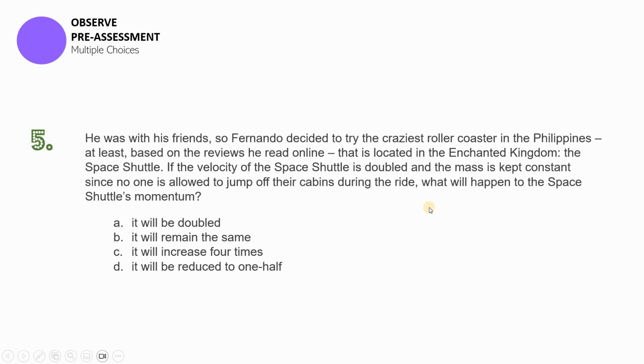He was with his friends, so Fernando decided to try the craziest roller coaster in the Philippines, at least based on the reviews he read online, that is located in the Enchanted Kingdom, the space shuttle. If the velocity of the space shuttle is doubled and the mass is kept constant, since no one is allowed to jump off their cabins during the ride, what will happen to the space shuttle's momentum?